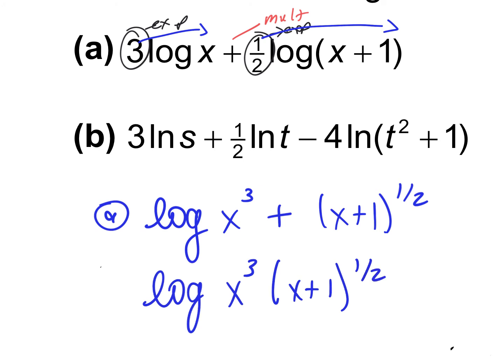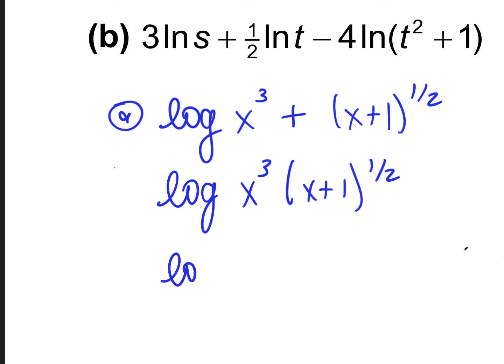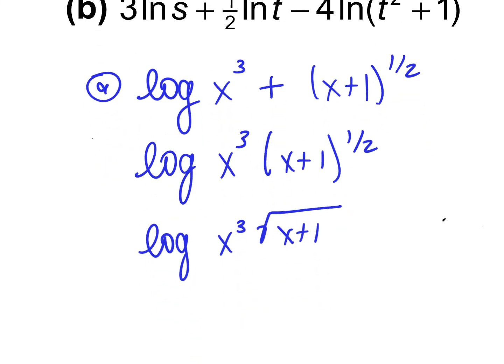You can skip that one step, that's fine. But is this completely simplified? Why not? The 1/2. We need to rewrite it as what? The square root of x plus 1. Does that 1/2 go to the entire problem? No. If it did, it would be way out in front.